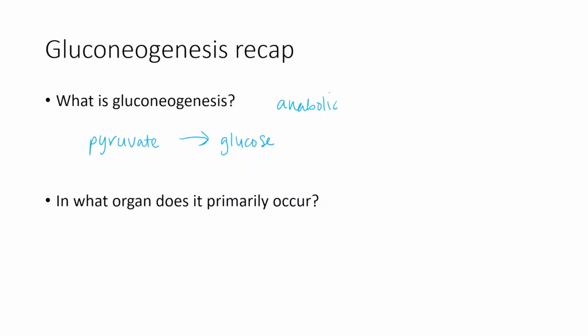So what makes it anabolic? What are we doing? Yeah, we're building up a larger molecule from a smaller one. So how many carbons are we starting with in a pyruvate? 3. How many are we ending with in our glucose? 6, yeah. And are the carbons getting oxidized or reduced as we go from pyruvate to glucose? Yeah, it's reduced. Anytime you have anabolic pathways, we're always going from an oxidized to a reduced. I'll say more oxidized to more reduced, because neither one is completely oxidized or completely reduced.